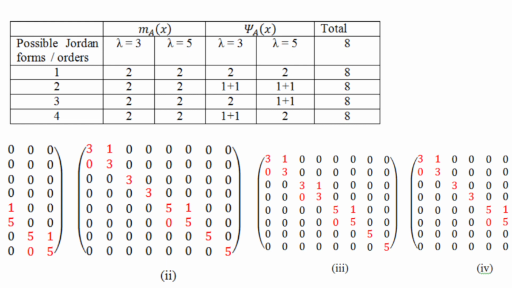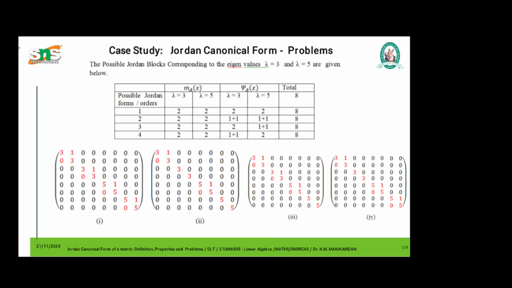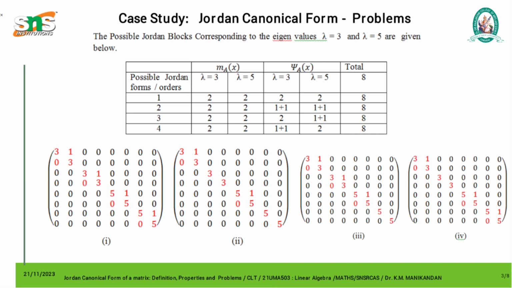5105, and coming to chi of x, the characteristic polynomial, corresponding to lambda equal to 5, you have to construct another Jordan block of order 2. So therefore 5105 we have constructed. The remaining entries are all 0. So these are the possible Jordan forms.